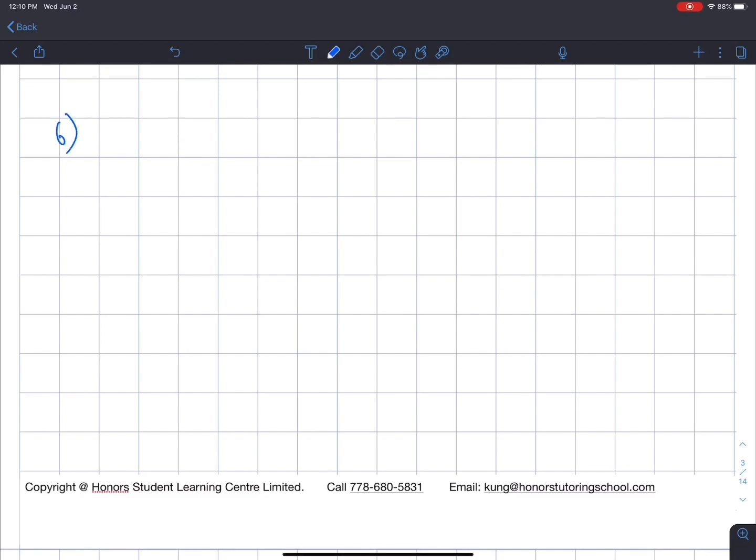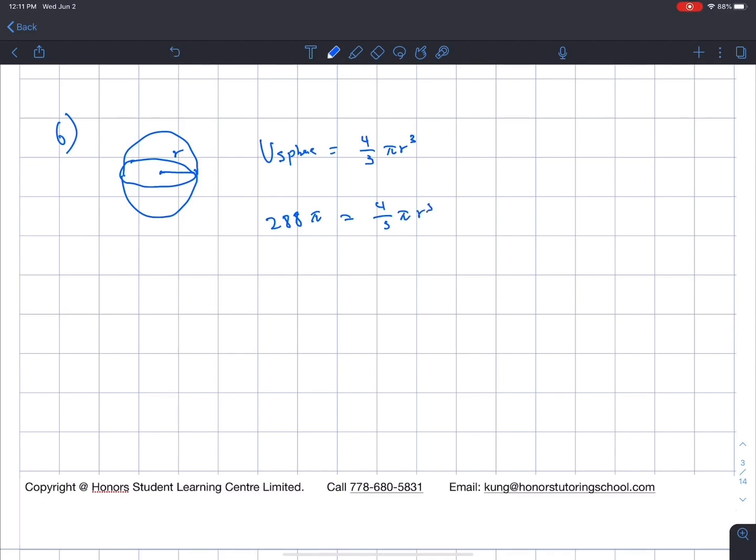Question 6. A sphere is like a basketball or volleyball. This is the radius. You need to know that the volume of a sphere is 4 over 3 pi r to the power 3. So we were told that this volume is 288 pi. So I can cross multiply the 3 and then divide both sides by 4 pi.